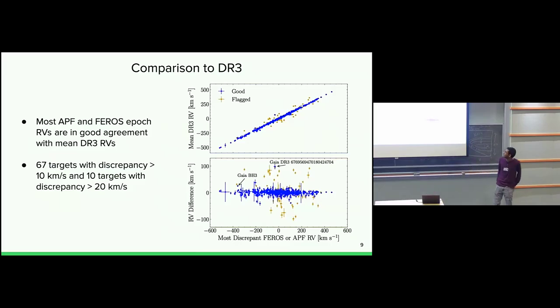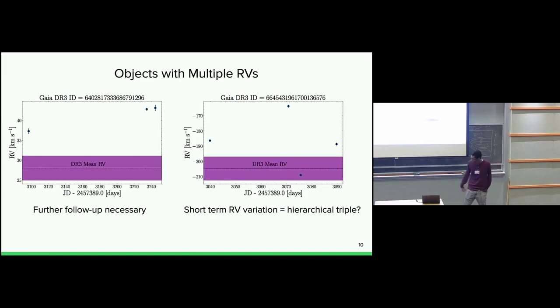And I'll talk about that candidate soon, but I just want to mention that for a few of our objects we do have multiple epoch RVs that we're able to measure, and they show some interesting behavior too. So let me show a couple of typical examples here. On the left-hand panel, you see an object that has 3 epoch RVs. There's a discrepancy with the mean RV published by Gaia, and you can see there's some slow RV variation over time, but we don't have enough to solve the orbit just yet, so further follow-up is necessary, and that's ongoing.